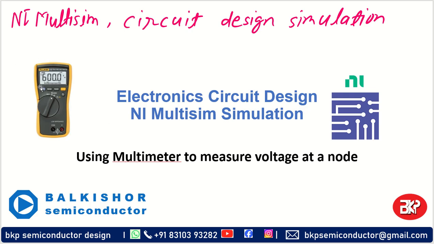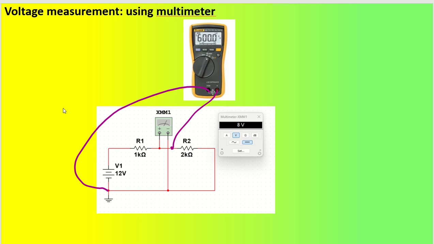Let us say we have a multimeter and we want to check the voltage level at a node. It becomes very difficult in circuit simulation to use actual multimeters. So let us say we have a voltage divider circuit, R1, R2, and this is the node that we want to check the voltage level of, and this is the input. We will put our probe's positive terminal here and the negative terminal to the ground, and we will see the voltage level on this multimeter.